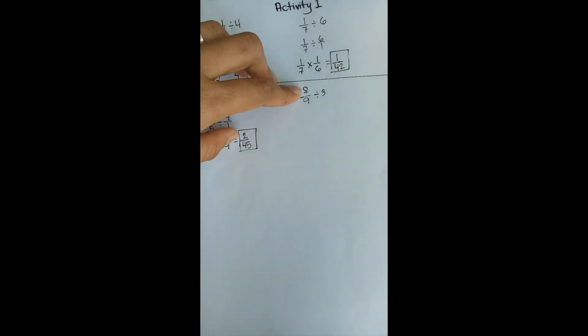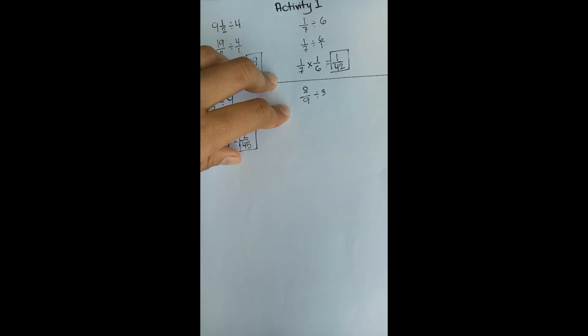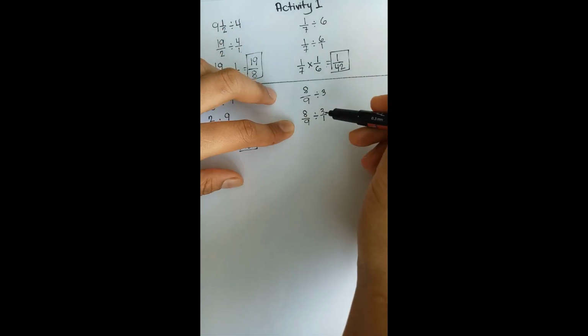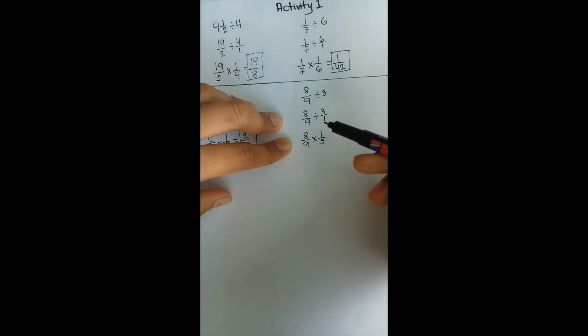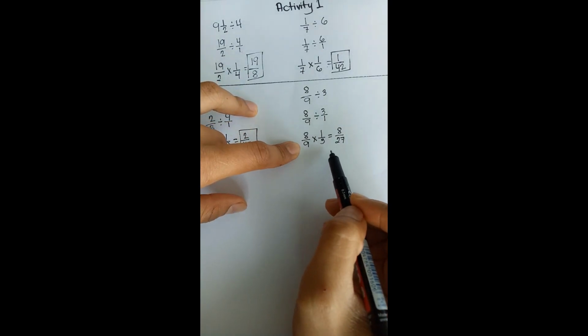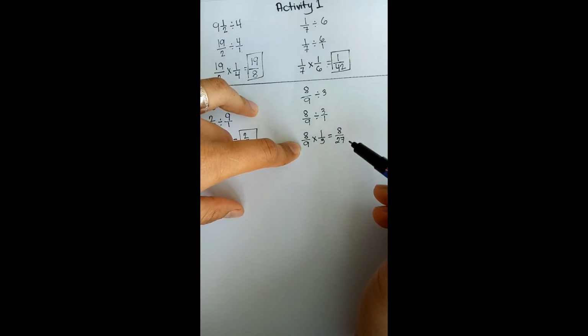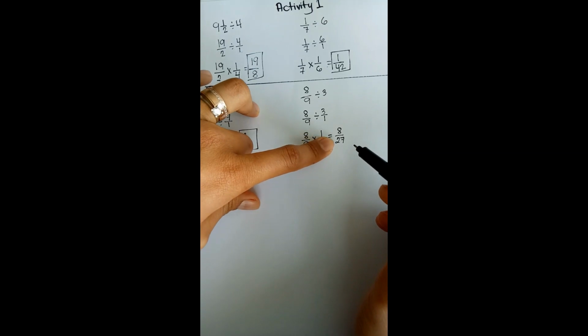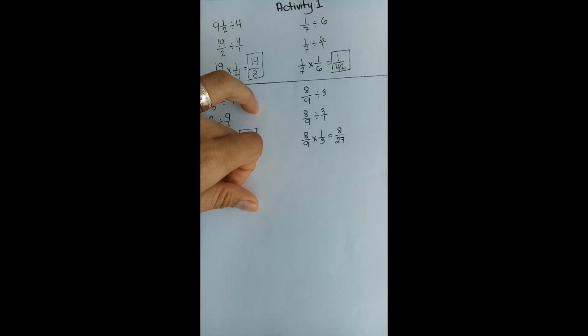Next problem, we have 8/9 divided by 3. Convert. Then I flip one of the fractions and change the sign to multiplication. I multiplied numerators and denominators, and I got this answer, 8/27. It can't be simplified anymore, so that's our final answer.